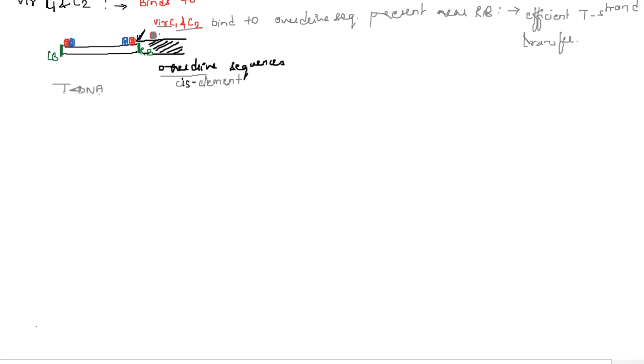So to take entry into the plant cell, Agrobacterium uses the type 4 secretion system.